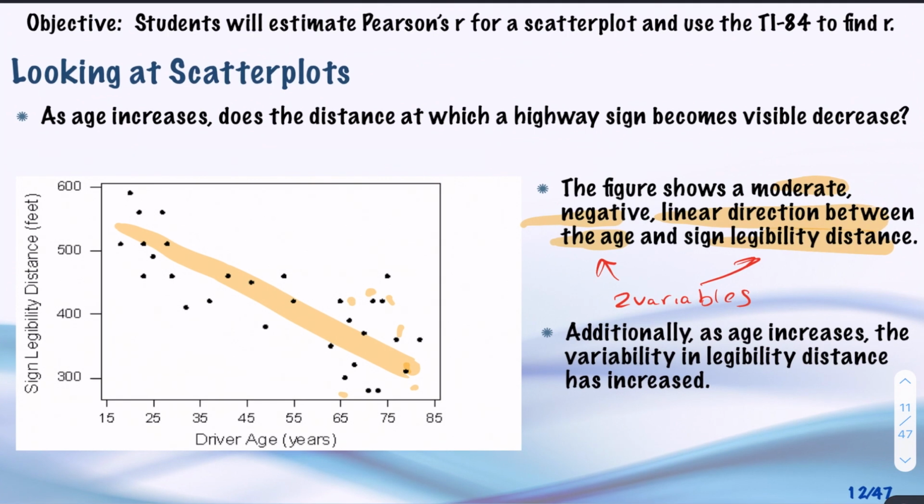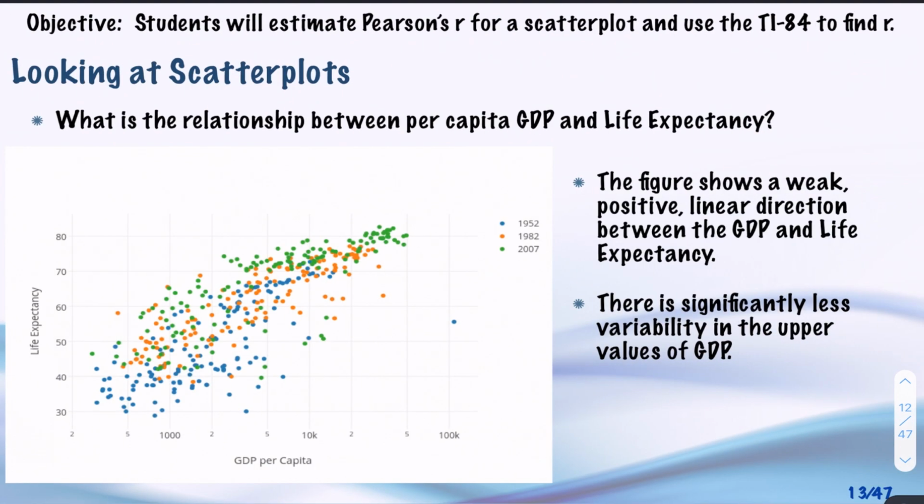Additionally, as age increases, the variability, the scatter that we saw in legibility distance has increased. So there's more scatter the older they are. It's worthwhile pointing out those interesting features. Okay, let's try another one.